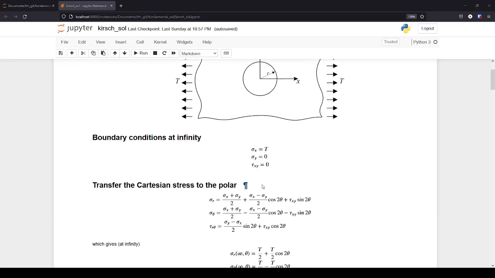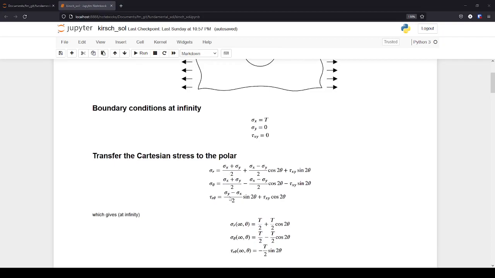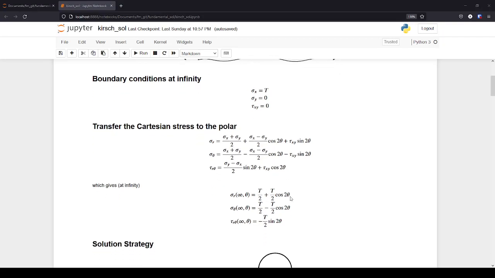If we convert this, map or transfer this to the polar coordinate system using these equations here, which you can find in any kind of elasticity book, or even prove using the Mohr circle, you can find this kind of stress field on the external boundary. And as you see here, you have cosine 2 theta terms for sigma r, which is the radial stress. We have sigma theta, which we call here hoop stress, and the shear stress actually contains a sine 2 theta term.